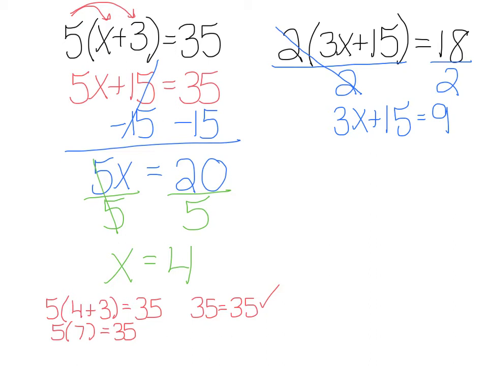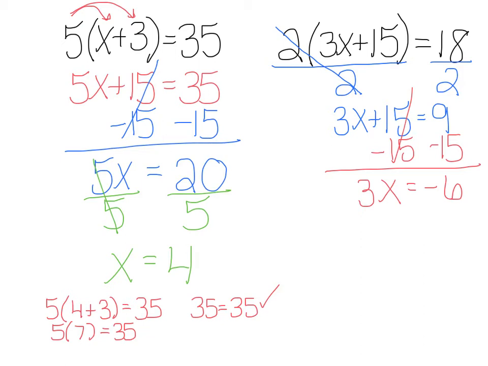Hopefully, if you did it the other way, you're going to see that you're going to get the same answer. So we have this positive 15. We need to get rid of it, so I'm going to subtract 15 on both sides. This cancels out, and I'm left with 3x equals 9 minus 15. Since my larger number is a negative, I know my answer is going to be negative. And 15 minus 9 is 6. So 3x is going to equal negative 6.